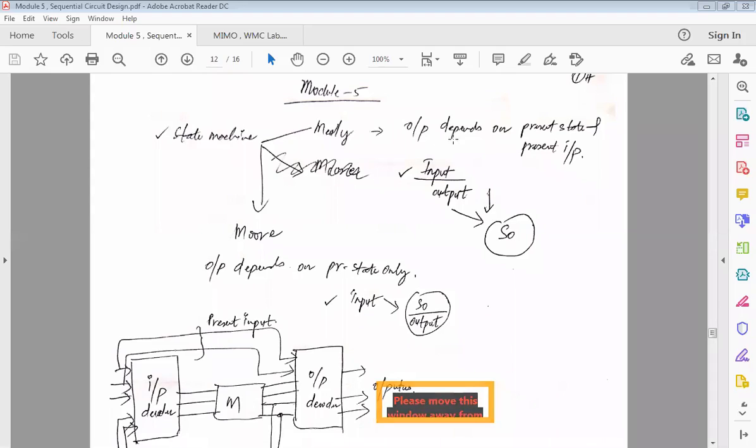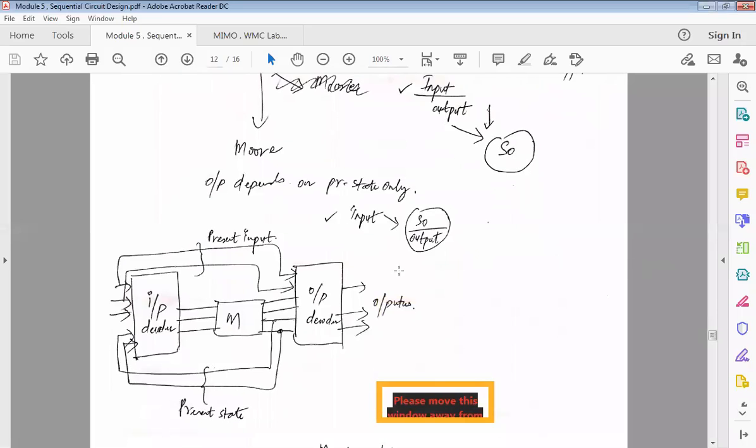In Mealy, the output depends on the present state and the present input. So input and output, it is dependent. But in Moore, it depends on the present state only, not the input. Now if you look at the diagram, you can easily understand what the present state is. M is nothing but your memory, and then your input, how it is connected, your present input, your present state.